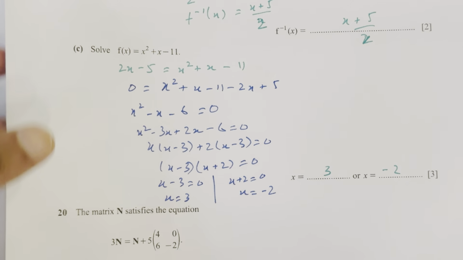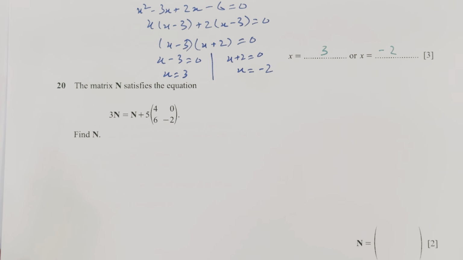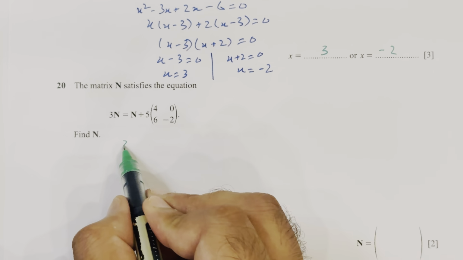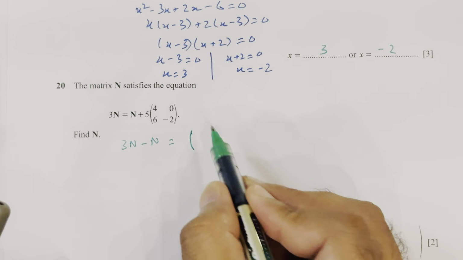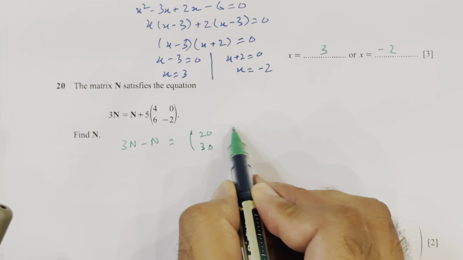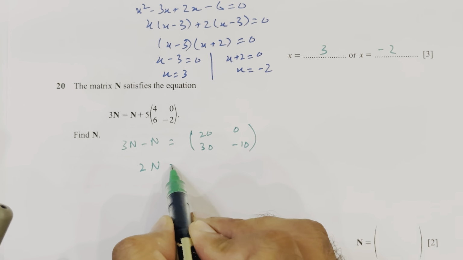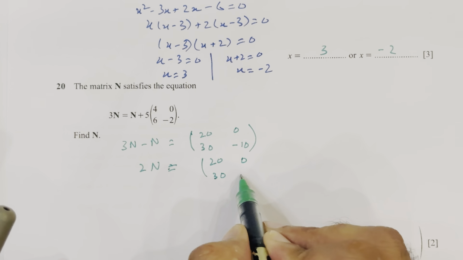Question number 20 is from the topic of matrix. The matrix n satisfies the equation 3n plus 5 times the matrix is equal to this. Find the value of n. If n is adding here, you can subtract 3n minus n, and you can multiply 5 from this. 5 4s are 20, then 5 6s are 30, then 5 zeros are 0, then 5 minus 2 would be minus 10, and it would be equal to 2n. So 20, 30, 0, minus 10.